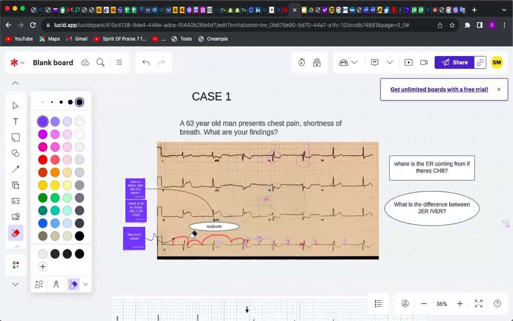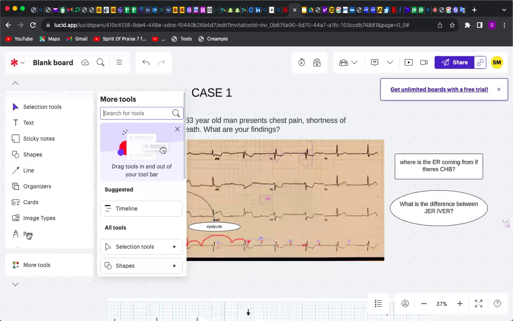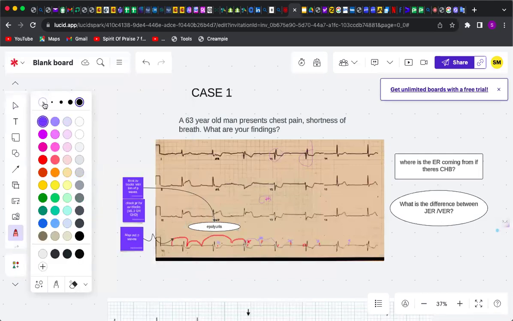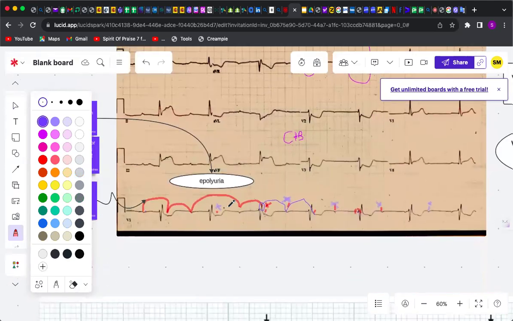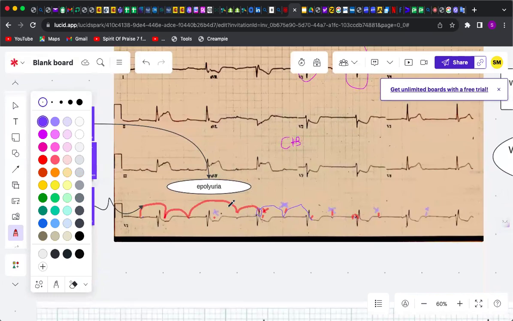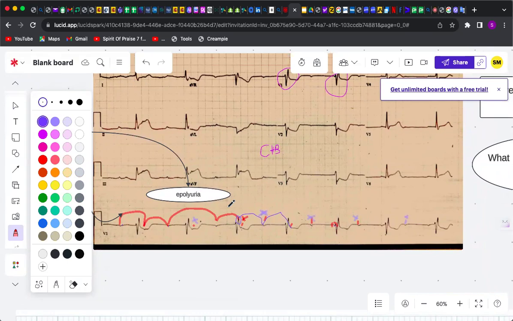So right now we're having a complete heart block. Now the question is, where is the escape rhythm coming from if there is a complete heart block? And I just said the answer. So it could be coming from the junction, or it could be coming from the ventricles itself. Okay, and then how do you tell the difference between a junctional escape rhythm and a ventricular escape rhythm? So mostly with the junctional escape rhythms, the rate is normally between 40 to 60 BPM, and they could be narrow or wide.